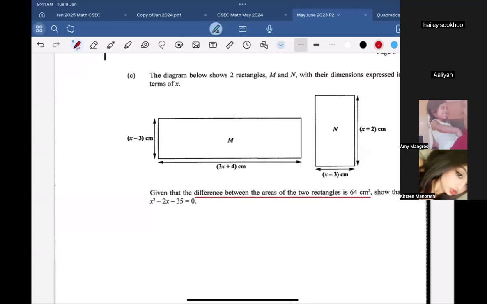And as we're saying, of it. Can you repeat that, please? So they're saying that the difference between the areas is 64. Yes. So we need that information to make an equation. And we could find the equation here in terms of x, like the area. We can find the area. Yeah, you could find the area.